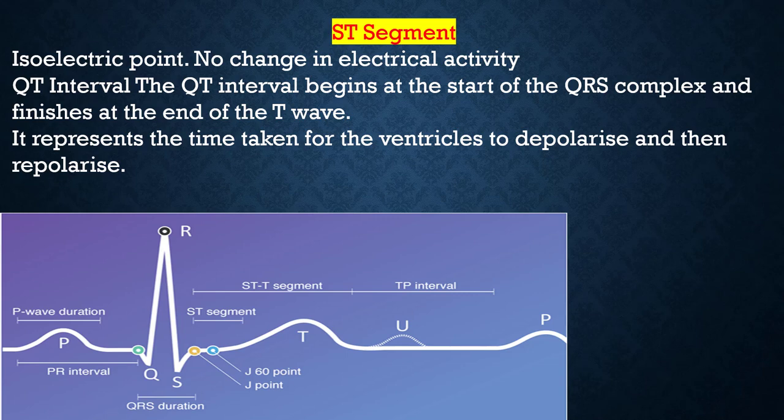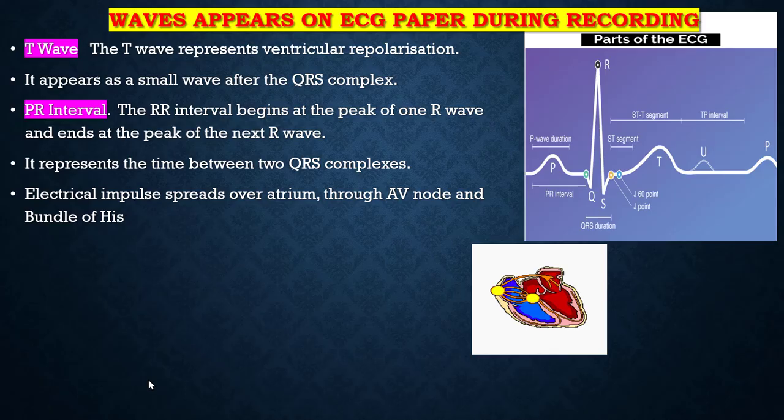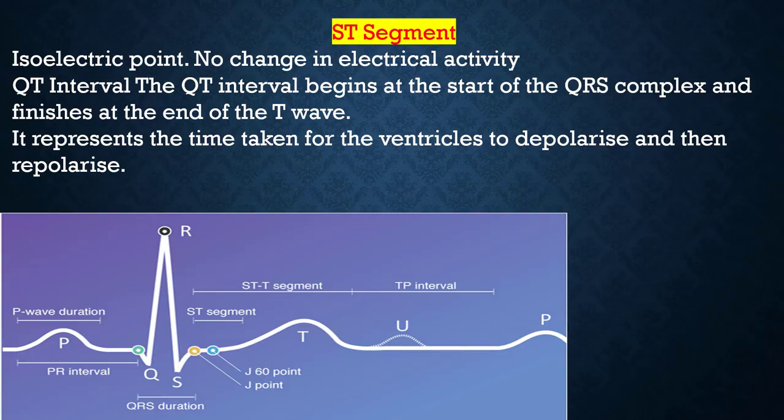The QT interval. The QT interval begins at the start of the QRS complex and finishes at the end of the T wave. Here the QRS complex starts, and this is the end of the T wave, so it ends here at the T wave. It represents the time taken for the ventricles to depolarize and then repolarize.